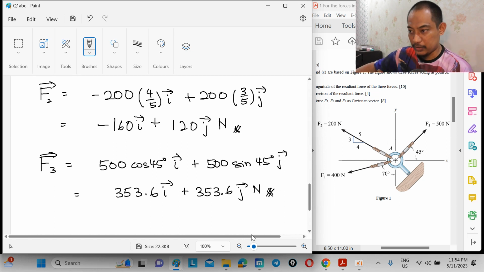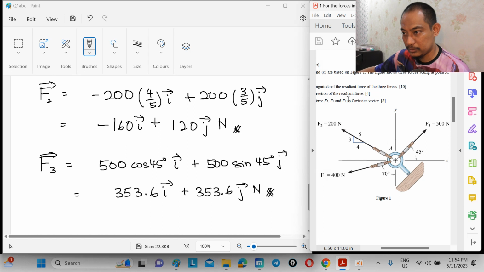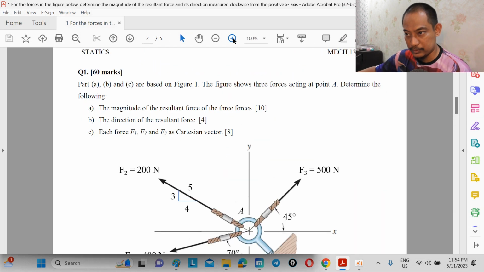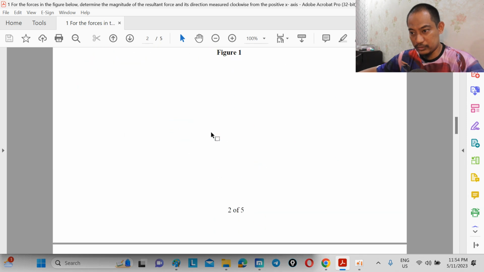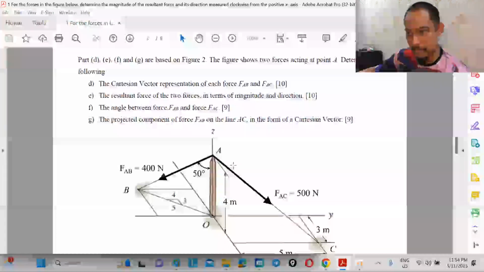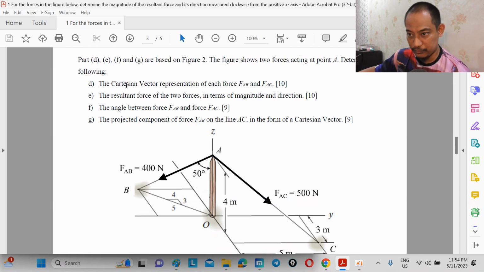Alright, so that means we have completed part A, B, C. We had to find the magnitude of the resultant, we have done; direction, we have done; force in Cartesian vector form, we have done, alhamdulillah. So moving on to the next part, parts D, E, F, G, based on this figure. We have to find the Cartesian vector first, and then the resultant, and then the angle, and then the projected component.